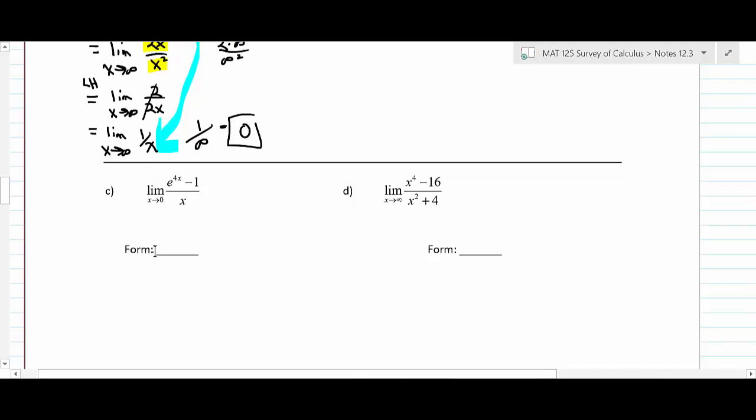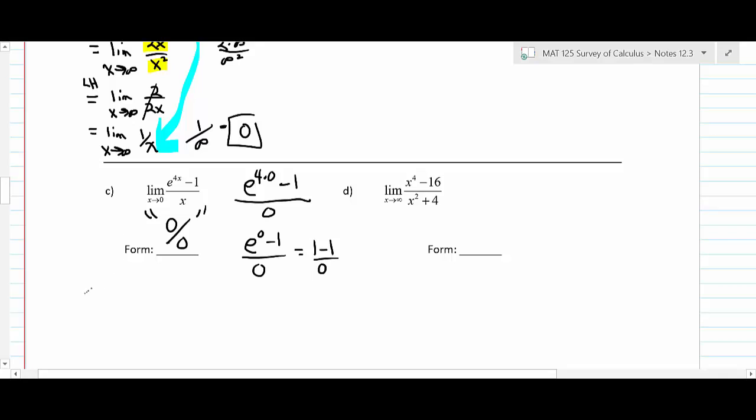Let's do that, and I'll let you do a couple of these. So again, find out what form you are. I'm going to plug 0 in. So we have e to the 4 times 0 minus 1 all over 0. So that's e to the 0 minus 1 over 0. What's e to the 0? 1. So you've got 1 minus 1 over 0, so you have a 0 over 0 form limit like that. That means L'Hopital's rule applies to this.